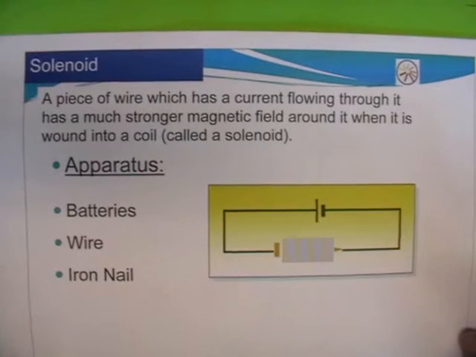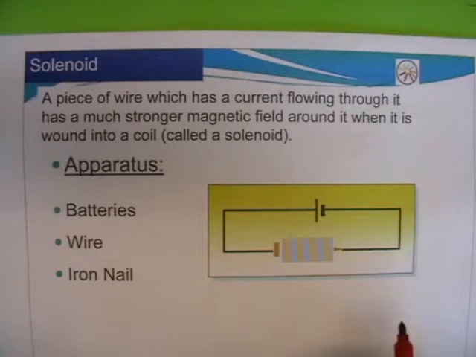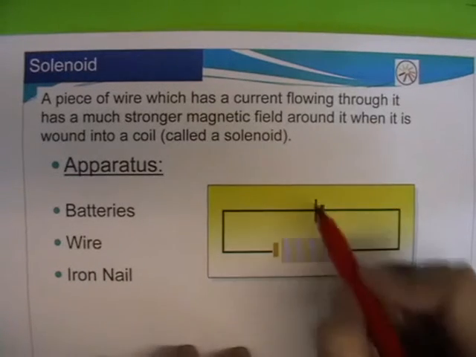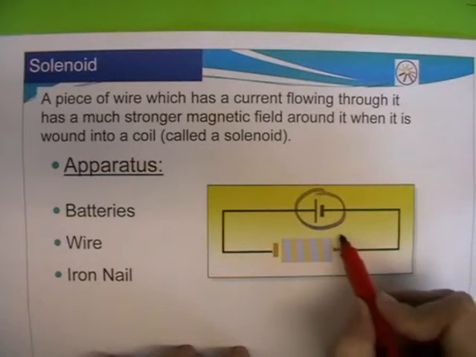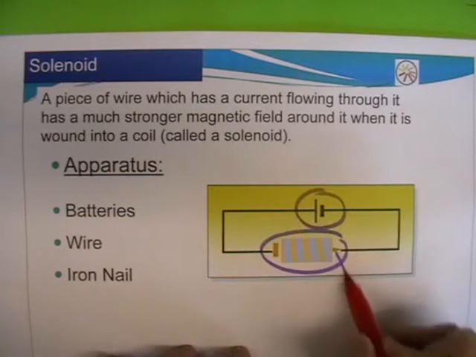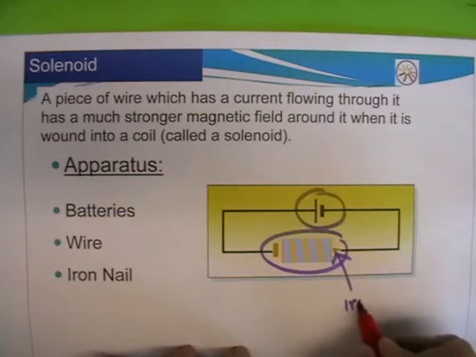Right, so the coil is also called a solenoid. A piece of wire which has a current flowing through it has a much stronger magnetic field around it whenever it is wound into a coil, and that's called a solenoid. All you need to make a solenoid or an electromagnet is a battery, a wire, and some kind of core material like an iron nail.